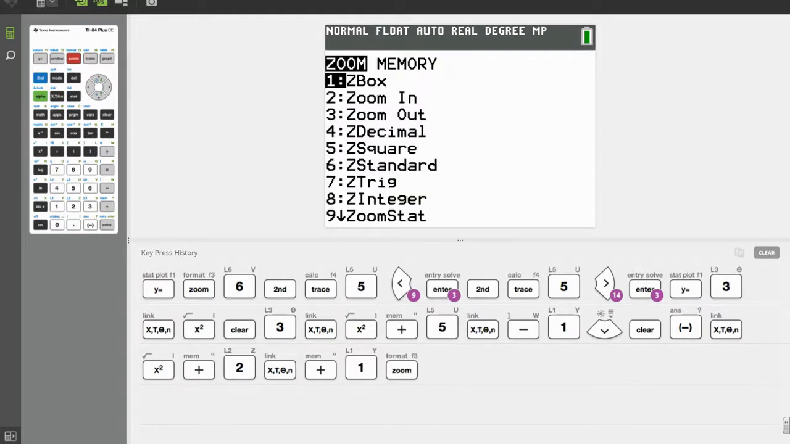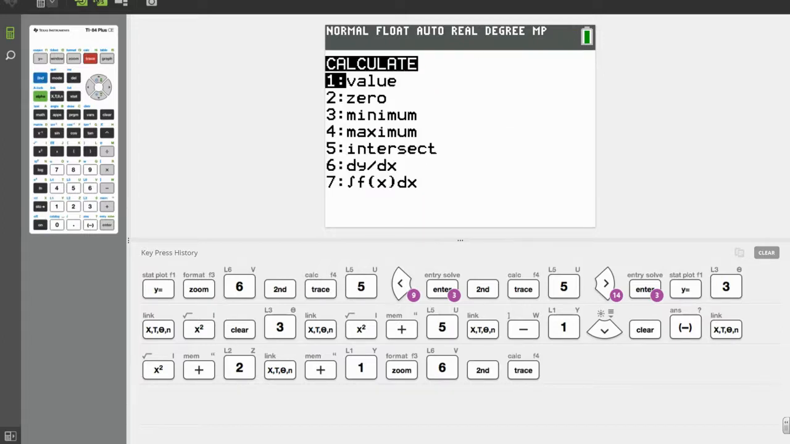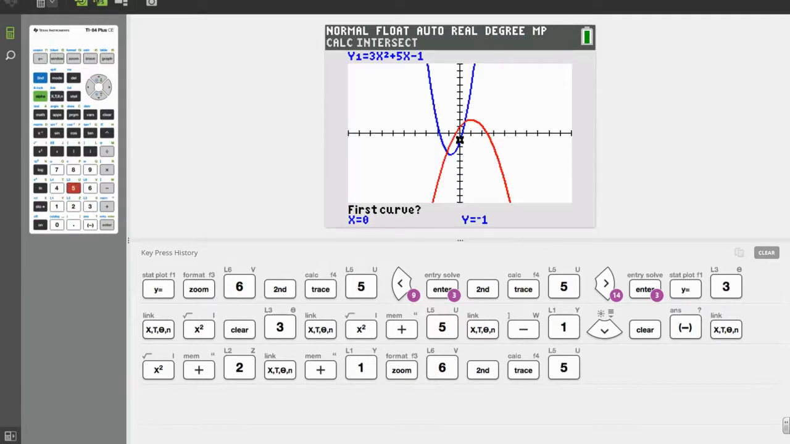We're going to go to zoom 6 for a standard window. And we'll calculate our two intersection points. We're expecting two solutions because we have two intersection points. Second trace, number 5. Move to the intersection you want to find. Hit enter, hit enter, hit enter. And the first point we get rounded to the nearest hundredth is -1.18. And the y value is -2.73.